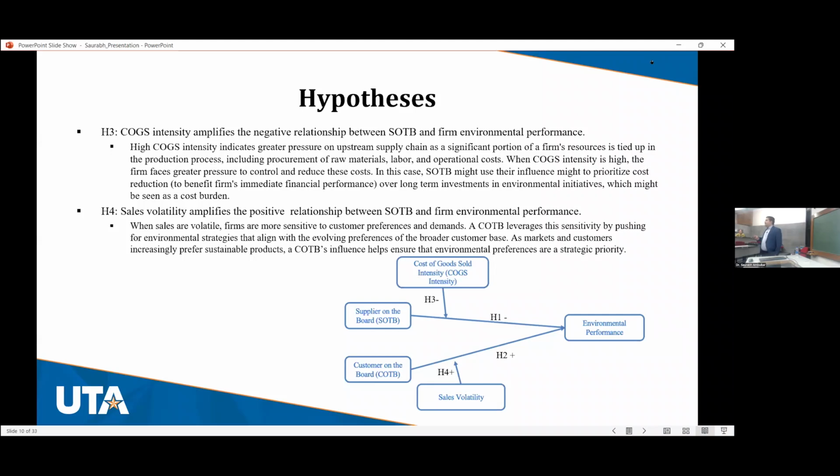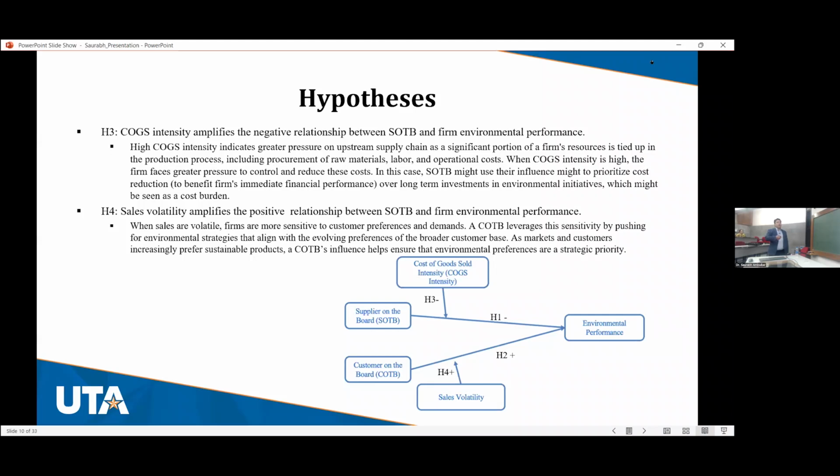Now, given the existing focus of supplier on the board on supply chain efficiency, that focus is going to get further enhanced when there is this kind of upstream supply chain pressure, right? And so we argue that this relationship between having a supplier on the board and environmental performance is going to further worsen when there is a high upstream supply chain pressure, which is through COGS intensity.